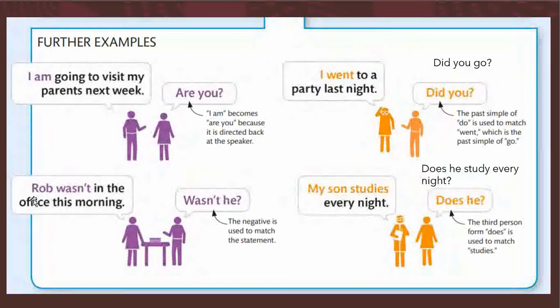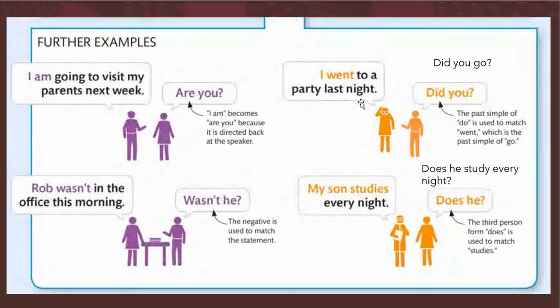Next example that we have is "Rob wasn't in the office this morning." Now wasn't is used over here. "Wasn't he?" The same negative is used for posing the question. So over here it is the same auxiliary that is used. The negative is used to match the negative statement.